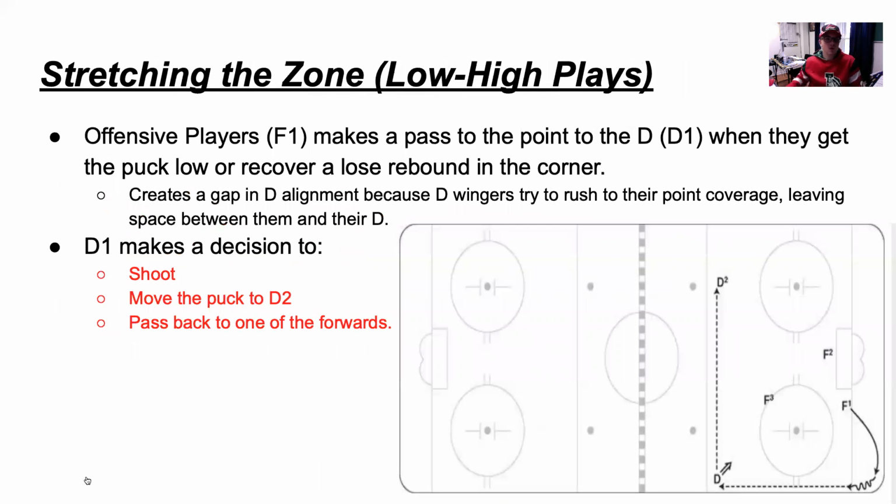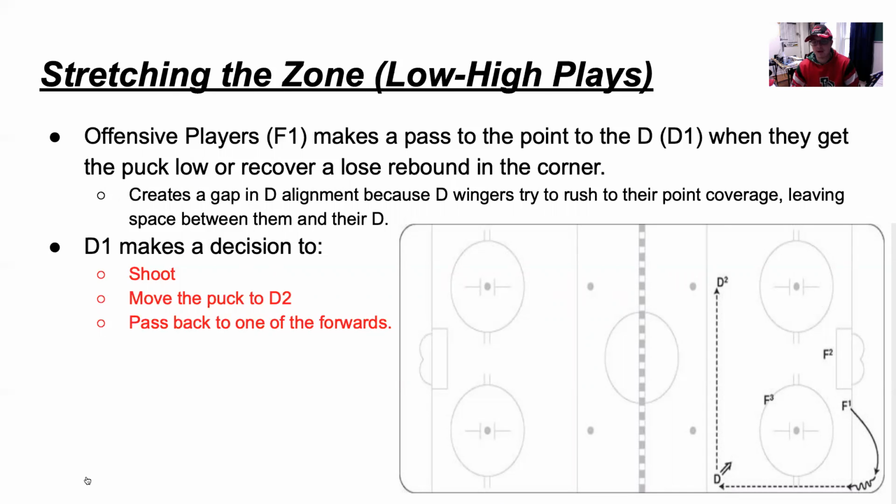And stretching the zone, low-high plays, okay? So usually with this decision, we want to make sure that the offensive player, which is F1 in this scenario, okay, makes a pass to the point to the D, which is D1, when they get the puck low or recover a loose rebound in the corner. And this creates a gap in D alignment because D wingers try to rush to their point coverage, leaving space between them and their D.